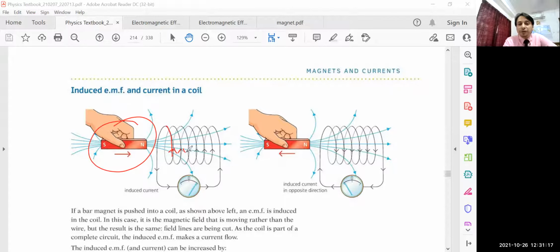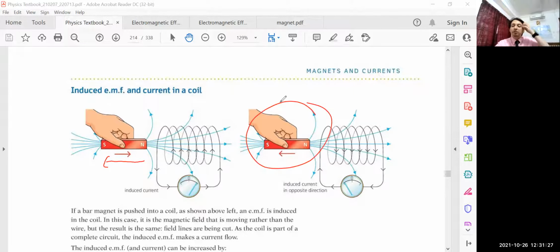Now, suppose you are saying, okay sir, this part is okay, but what happens if this magnet is moved away? That is the second diagram here, children. If the magnet moves away, how will Lenz's law give you the direction of current? Again, remember the statement of Lenz's law. It always opposes. Now the magnet is going away.